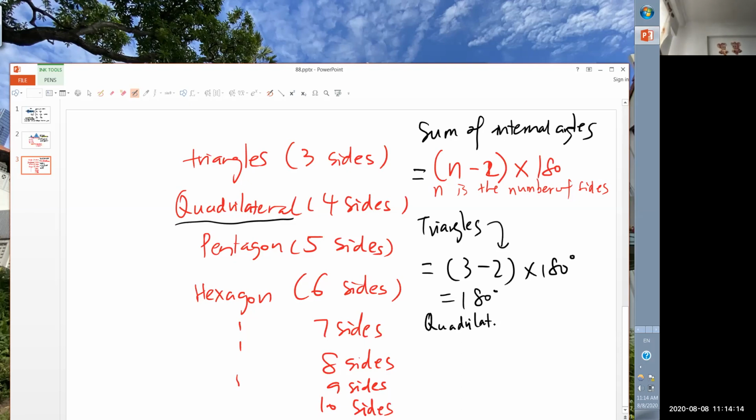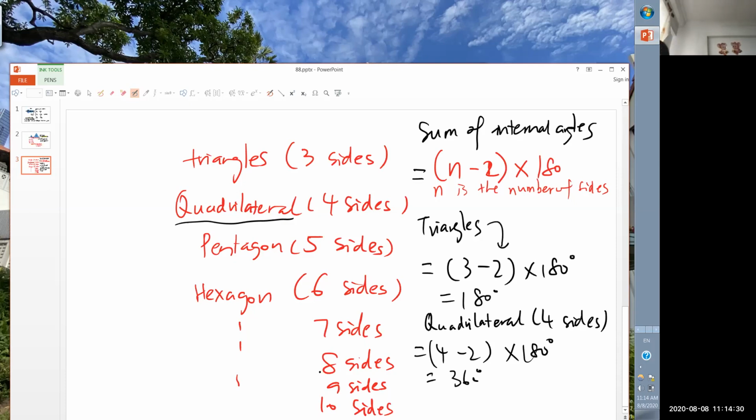Quadrilateral. A quadrilateral has 4 sides, right? So what you do is (4 minus 2) times 180. You will get 2 times 180, that's 360. Okay? So that's for a quadrilateral.